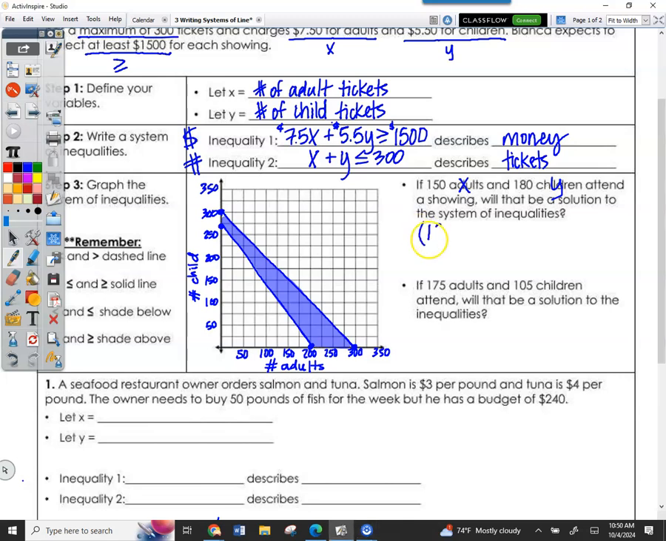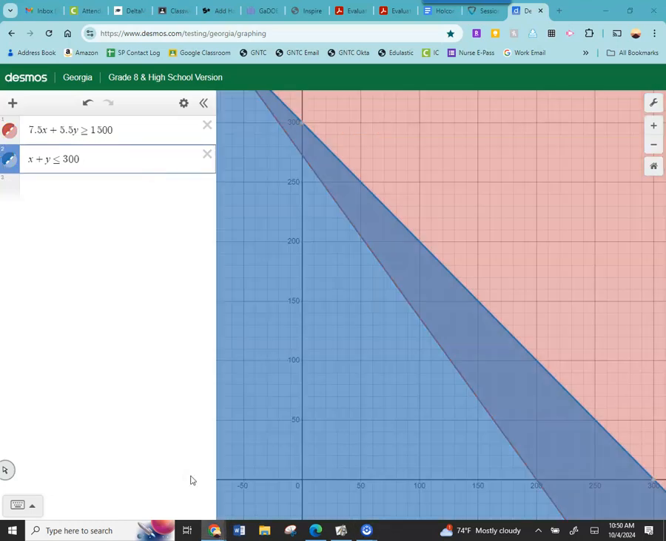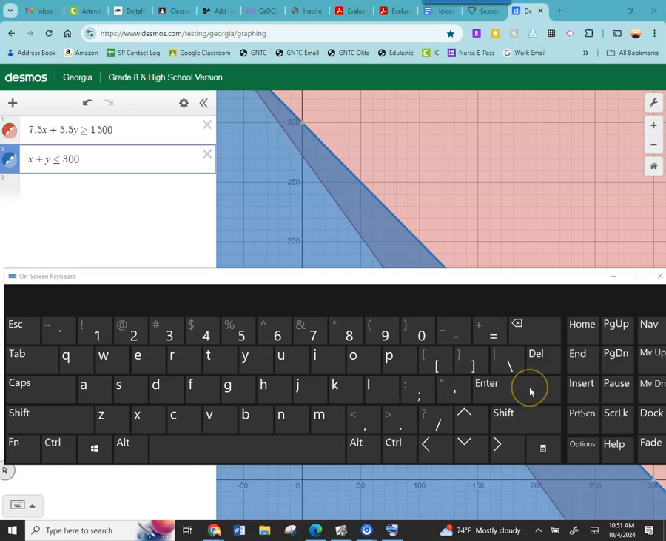So we're checking 150 and 180. You can go to Desmos, and you can actually type this coordinate point. I'm going to tell it, what did we say, 150 and 180?